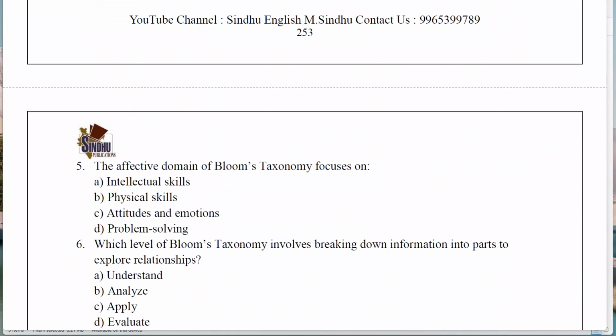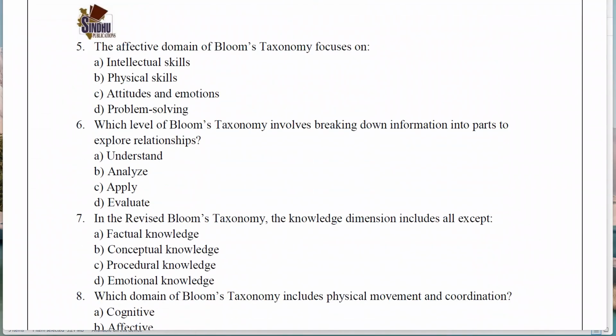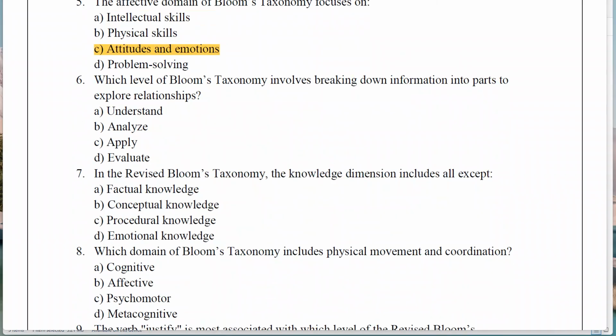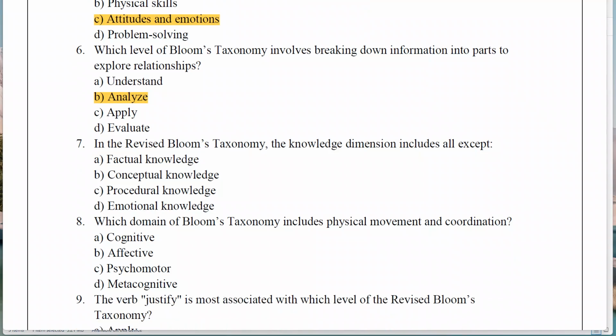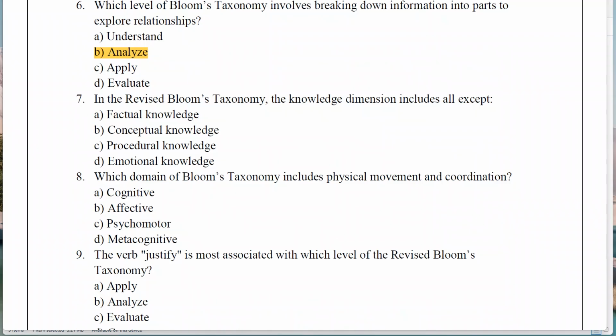The affective domain of Bloom's taxonomy focuses on attitude and emotions. Which level of Bloom's taxonomy involves breaking down information into parts to explore relationships? Analyze. In the revised Bloom's taxonomy, the knowledge dimension includes all except emotional knowledge.